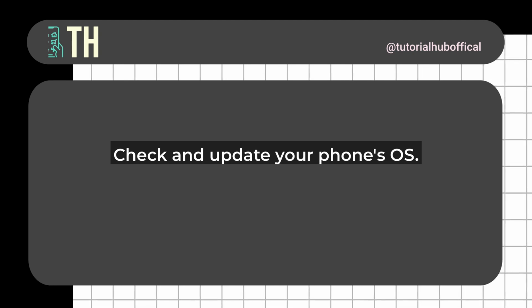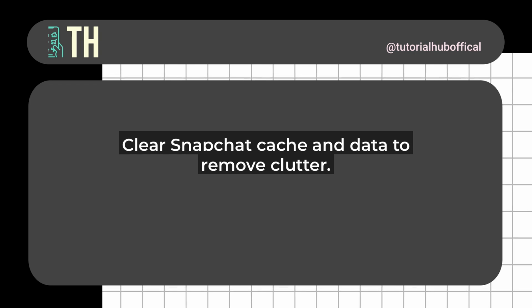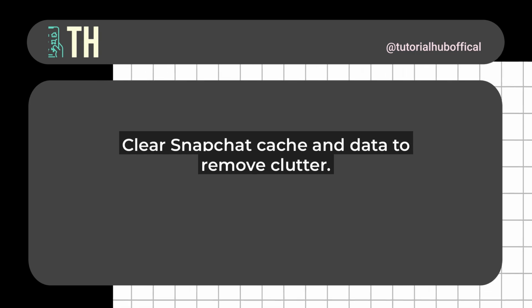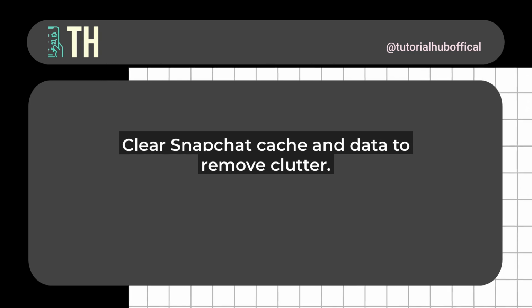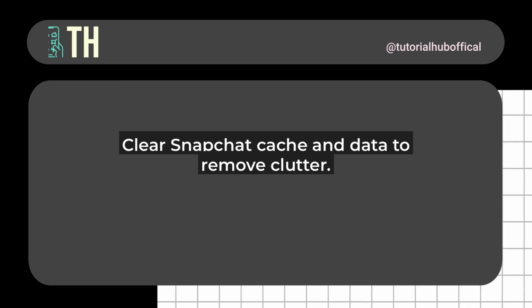Next, make sure your phone's operating system is up to date. Go to your settings, find the System or About Phone section, and check for any available updates. A fresh OS can improve overall speed and compatibility.